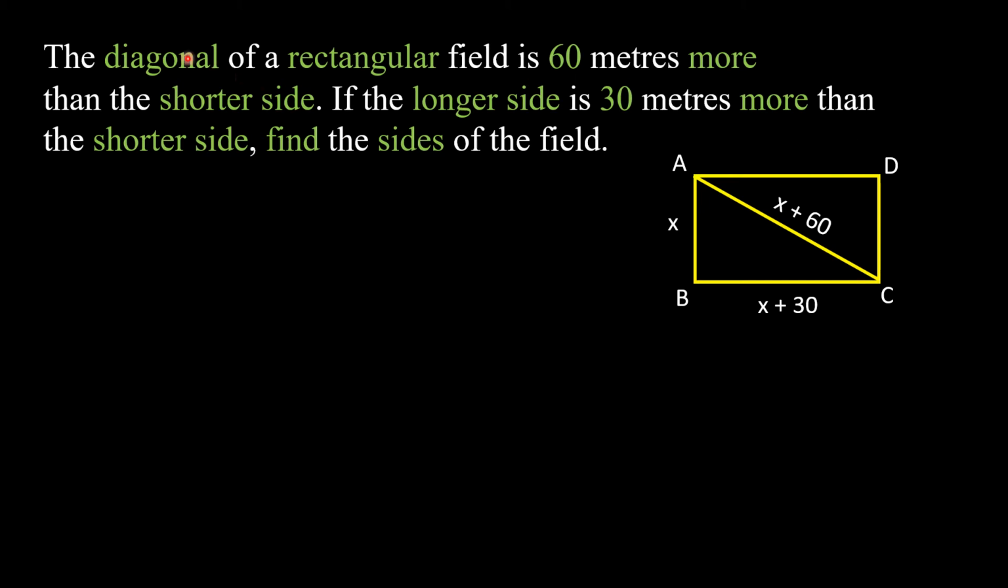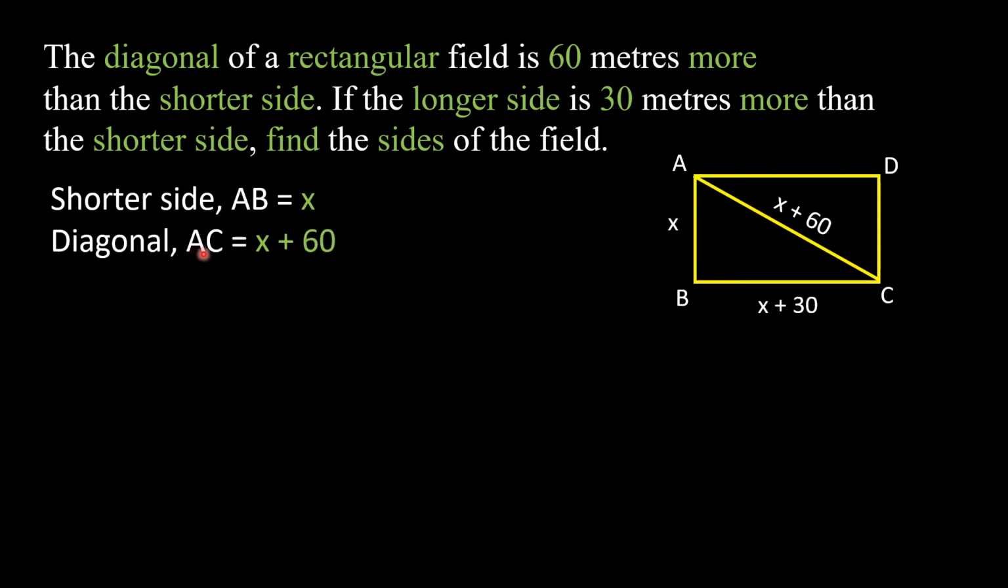Now since the diagonal has been expressed in terms of the shorter side, we will start our solution by assuming the shorter side of the rectangular field, AB, to be x. So AB is x. Diagonal AC becomes x plus 60. Longer side BC is x plus 30, because the longer side is 30 meters more than the shorter side.